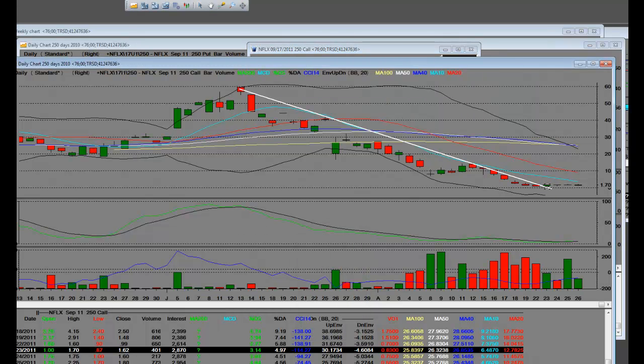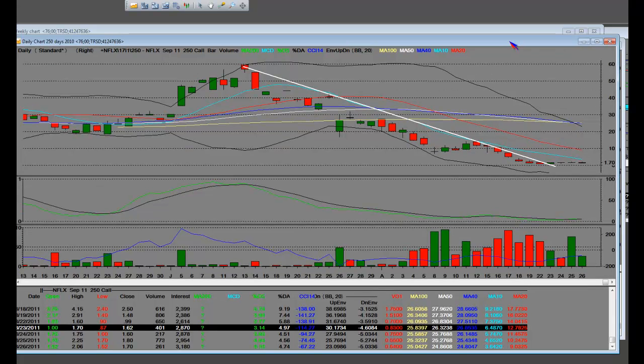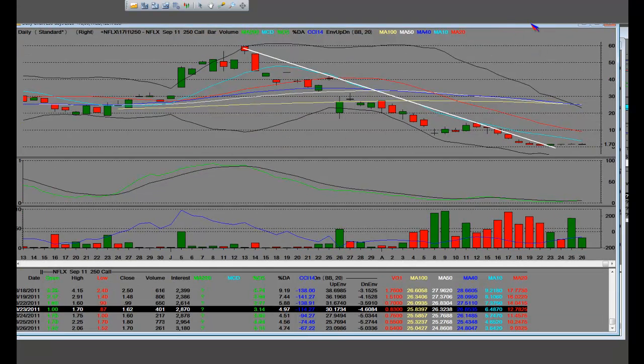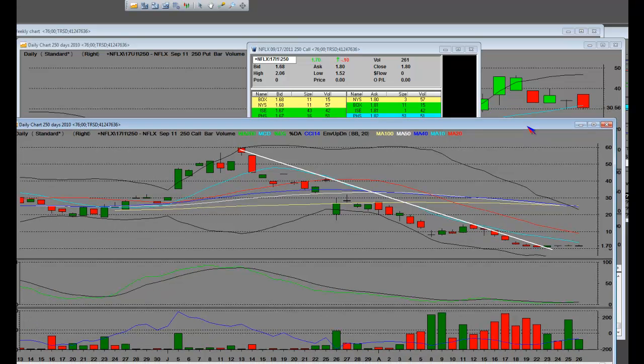They hit a low. That low was 87 pennies. The high was $1.70 in that day, and that was on 8/23 of 2011. They opened at $1, went up to $1.70, and came down to 87 pennies. Look at that, and they closed at $1.62. That was on 8/23. That's what's going to happen with that bottom-up trade.